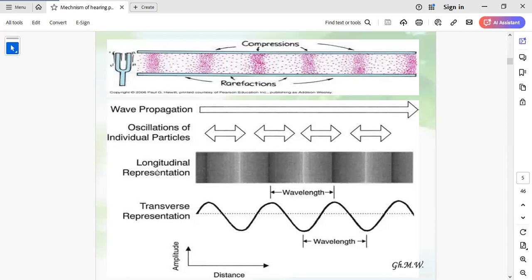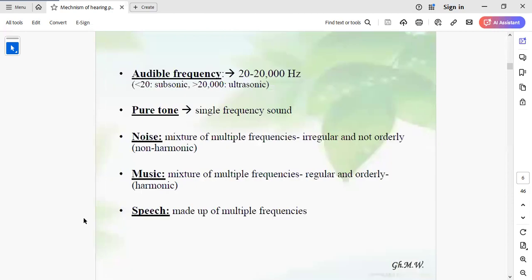If we talk cross section through these longitudinal waves, then we find this sine wave of sound. يبقى transverse representation of sound waves is sine wave. Here longitudinal condensation or rarefaction. Height of each sine wave, its amplitude. We can hear frequencies from 20 up to 20,000 hertz.